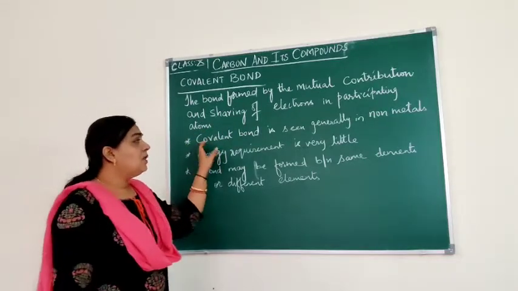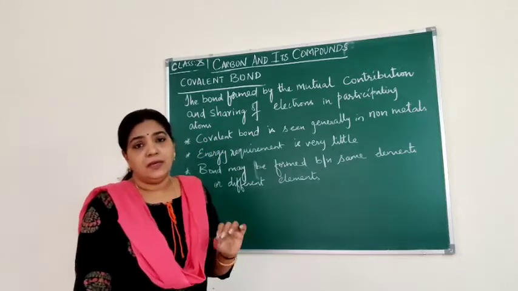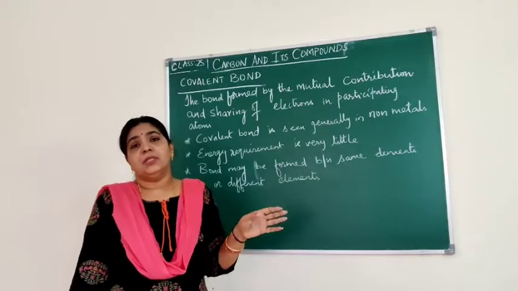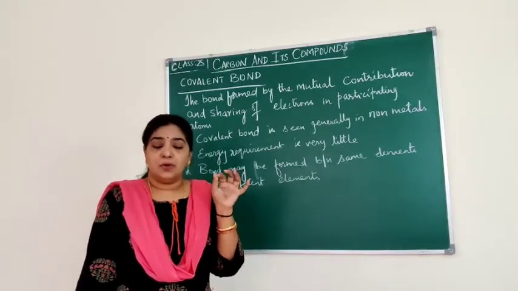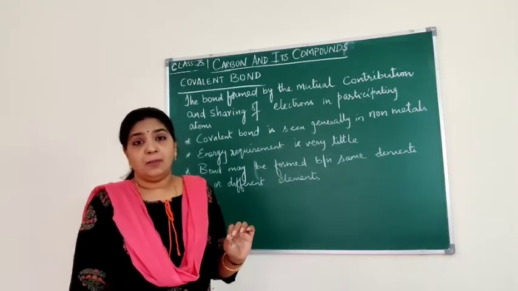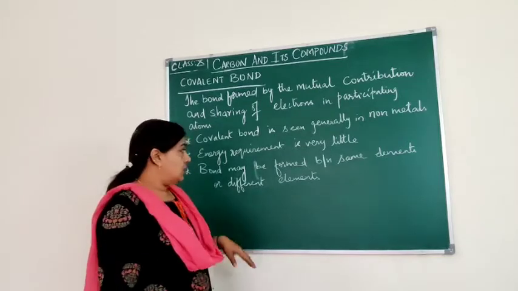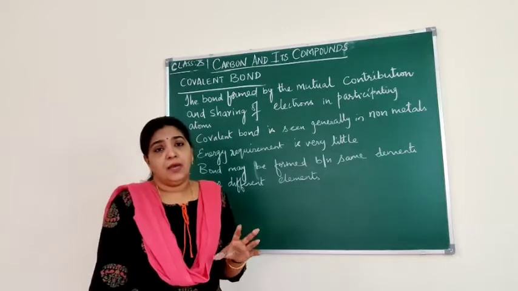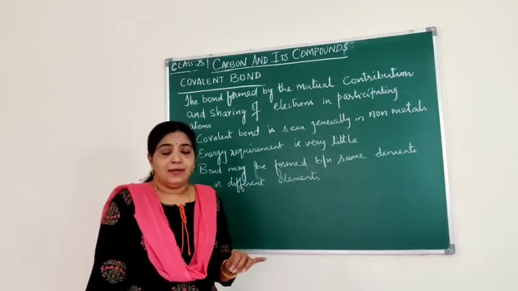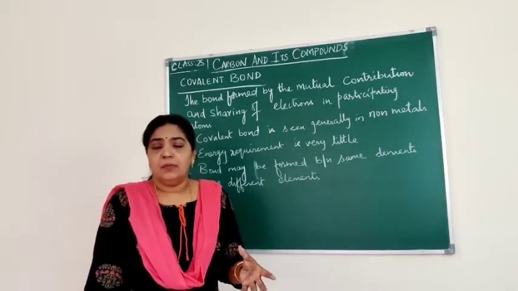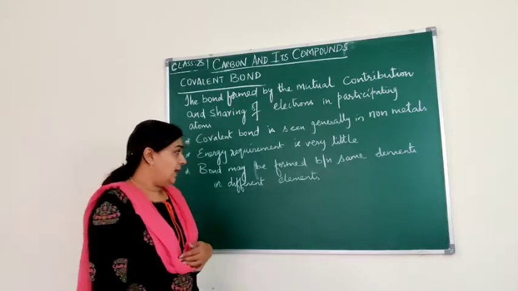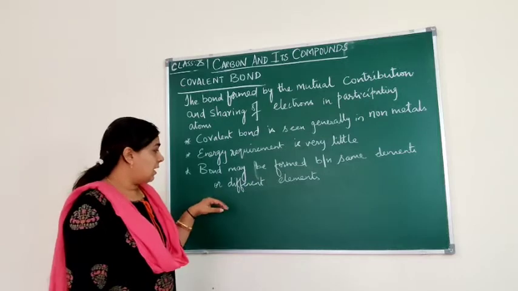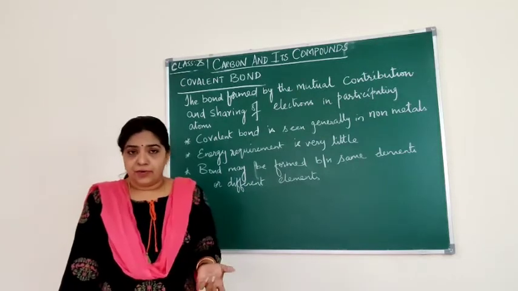Okay, and covalent bond is seen generally in non-metals. So we don't see covalent bond formation in metals. It is always between non-metals. Here the energy requirement for forming a covalent bond is very little, because of which they form the covalent bond. Bond may be formed between the same element or different elements.